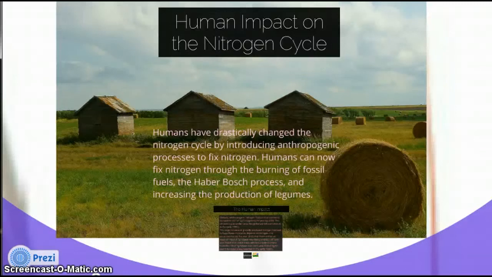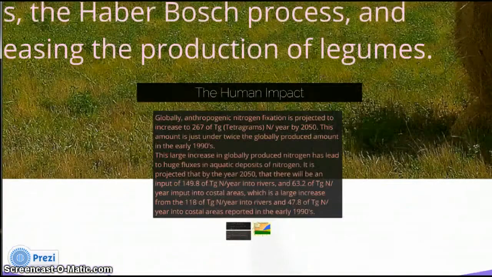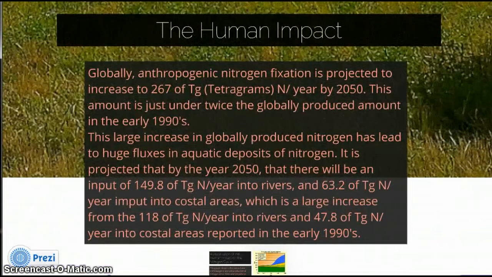Now that you know about the natural processes of the nitrogen cycle, we're going to talk about the human impact. Humans have drastically changed the amount of global nitrogen in the past 100 years by the burning of fossil fuels, the Haber-Bosch process, and increasing the production of legumes. Here are a few facts for you, and the main issue we're going to focus on today is that increased nitrogen increases aquatic deposits of nitrogen. There are a few numbers there.